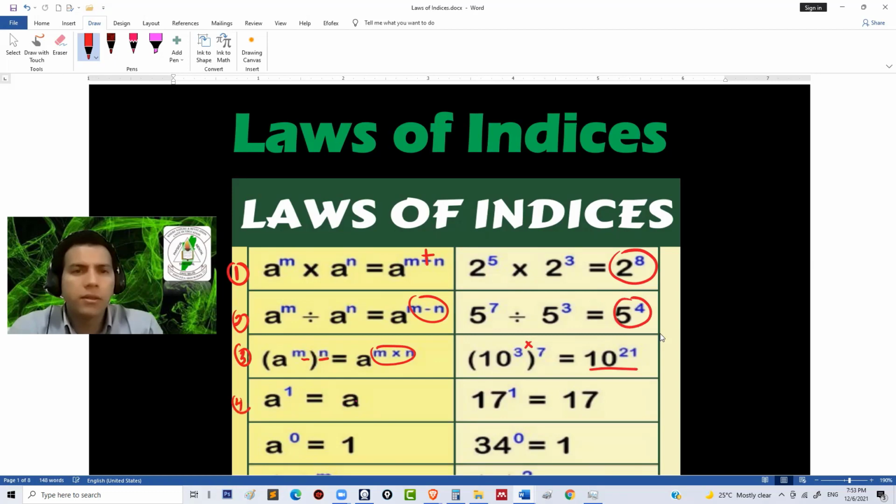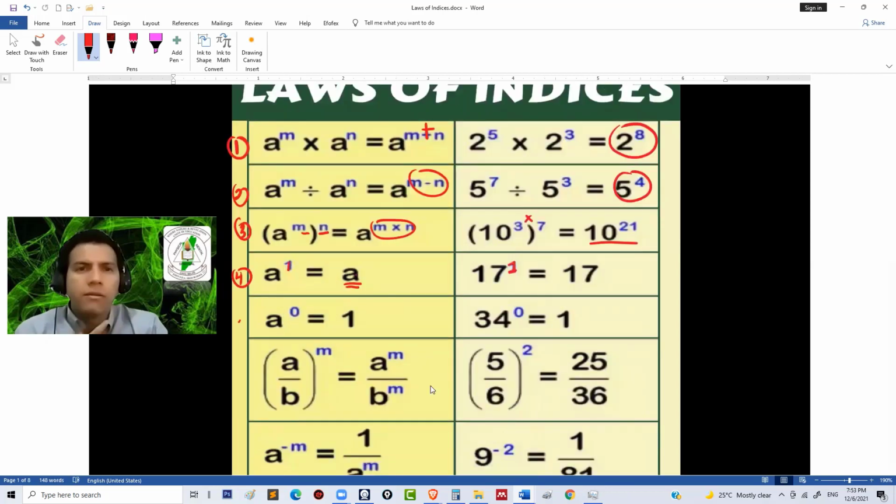In the fourth law, anything raised to the first power is the same thing. So raised to the power of 1, we write it without the power of 1. 17 power 1, we write it without the 1. In the next example, we have raised to the 0 power. When the power is a 0, our answer will be 1. 34 raised to the 0 power, the answer is 1.